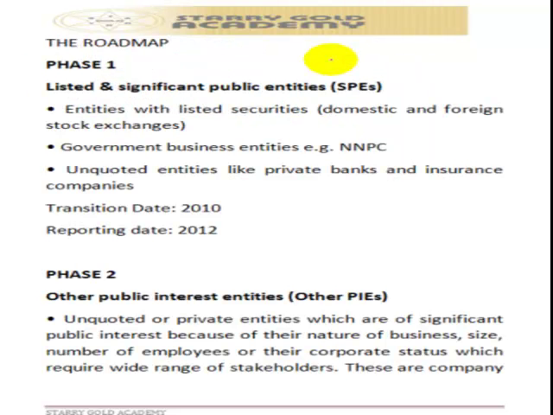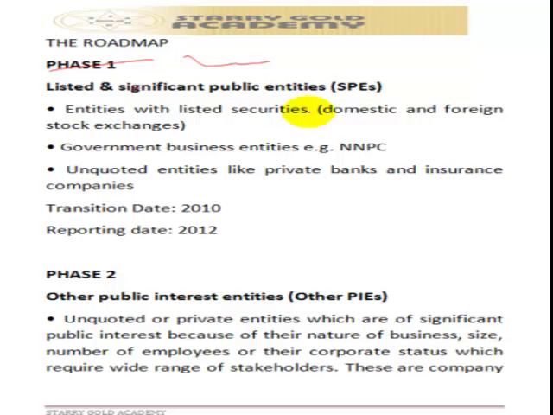Now, what we need to understand again is the roadmap to IFRS. In 2010, a committee was set up in Nigeria to prepare the roadmap to IFRS. The report of this committee was submitted in September 2012, and the committee came out with the following report. That is, the conversion of Nigerian companies to IFRS will be in phases. Some companies are under phase 1, some are under phase 2, and the final phase is phase 3. Those under phase 1 are the listed and significant public entities.